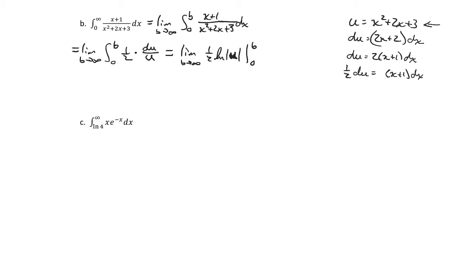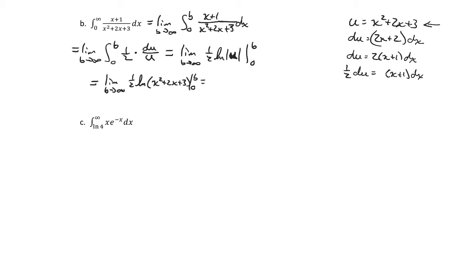Now, I mentioned earlier that that doesn't factor. One justification for why it doesn't factor is that if you were to graph that function, it would be a parabola that opens upward and lies entirely above the x-axis. In order to factor, it would have to cross the x-axis. So this is always a positive value. So now I am going to drop the absolute values. We're going to have 1/2 natural log of x squared plus 2x plus 3 evaluated from 0 to b.